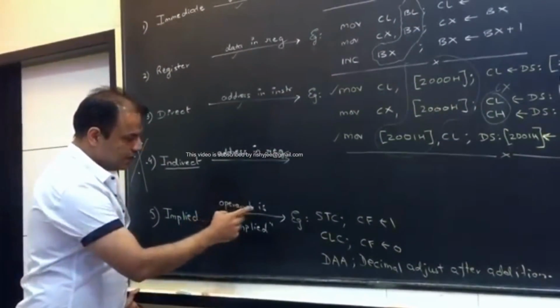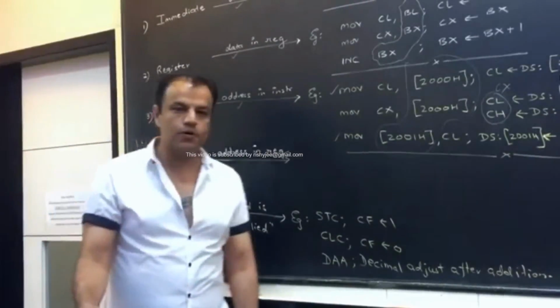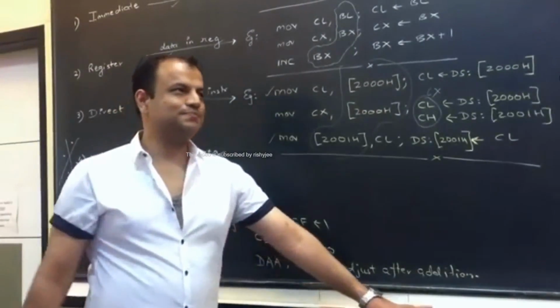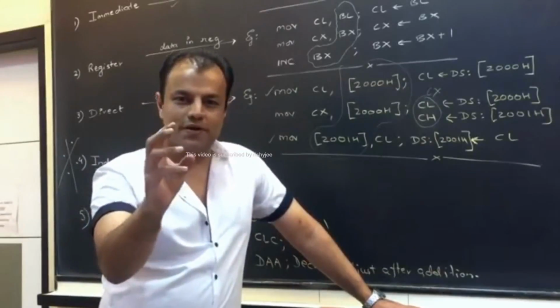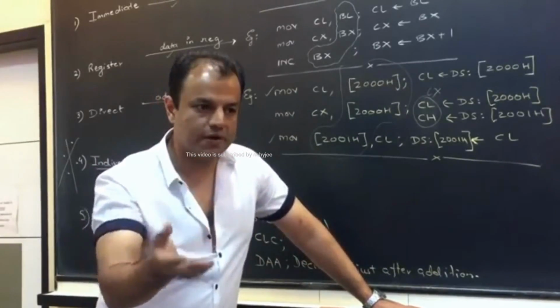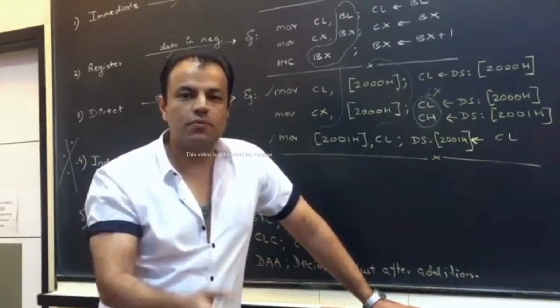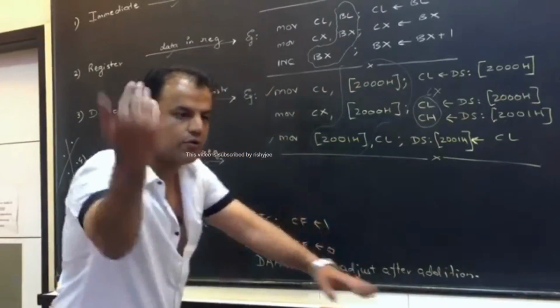Why? Because the operand is implied. What do you mean by implied? Understood. There are some instructions which can operate only on a particular operand. They are made only to work on a particular operand. So since they work only on a particular operand, why should we give the operand? The operand simply becomes implied. It is understood that it's going to work only on that operand.